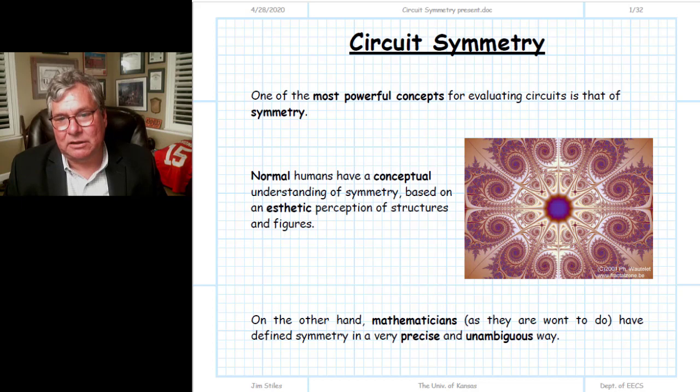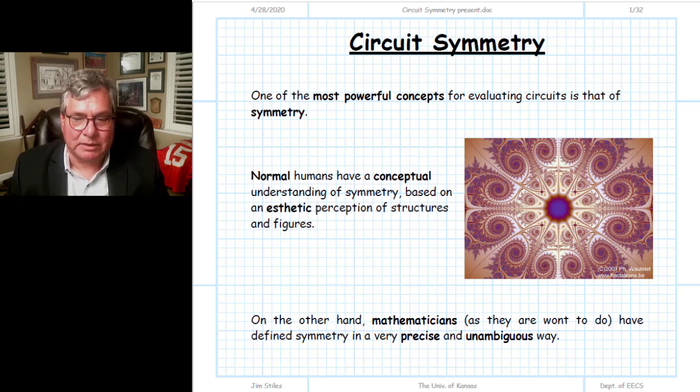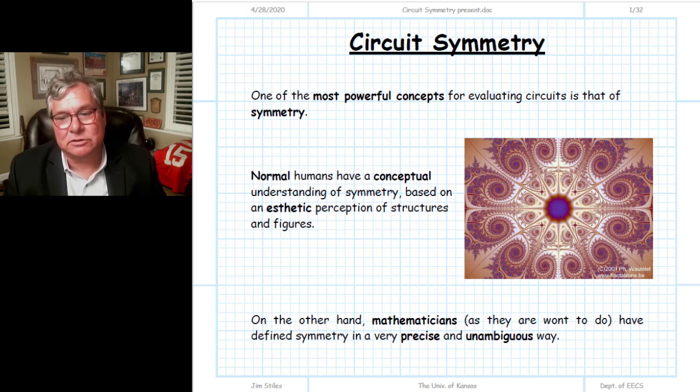So let's go look at this, and I think this is a very important aspect of electrical engineering that is greatly ignored and shouldn't be, because it is so powerful and so interesting, and that is the concept of circuit symmetry. And so what is symmetry?